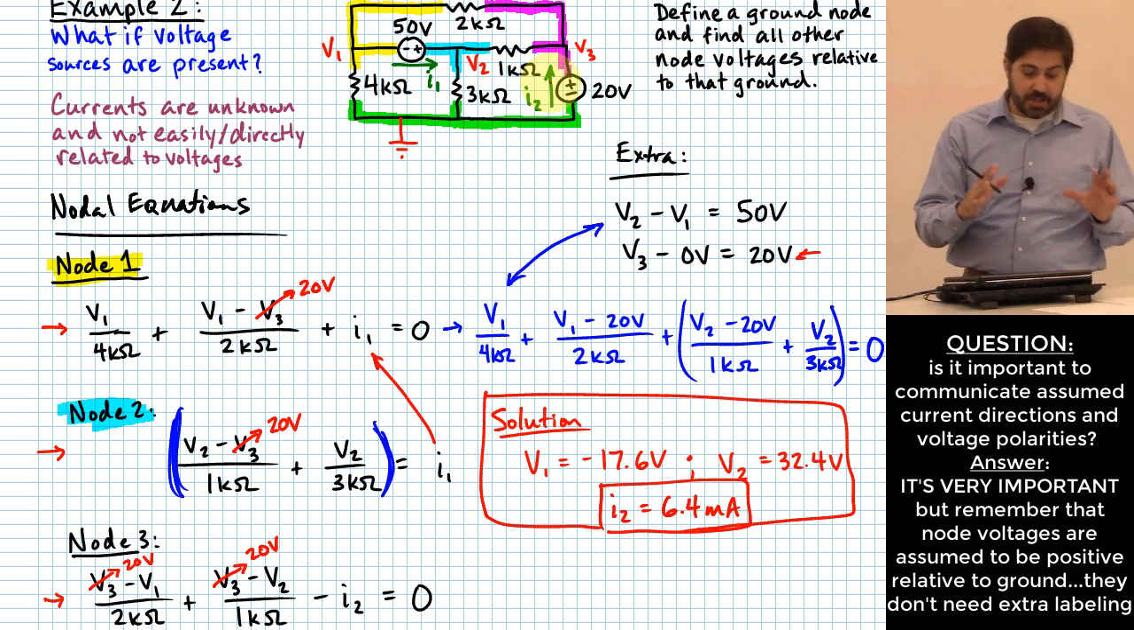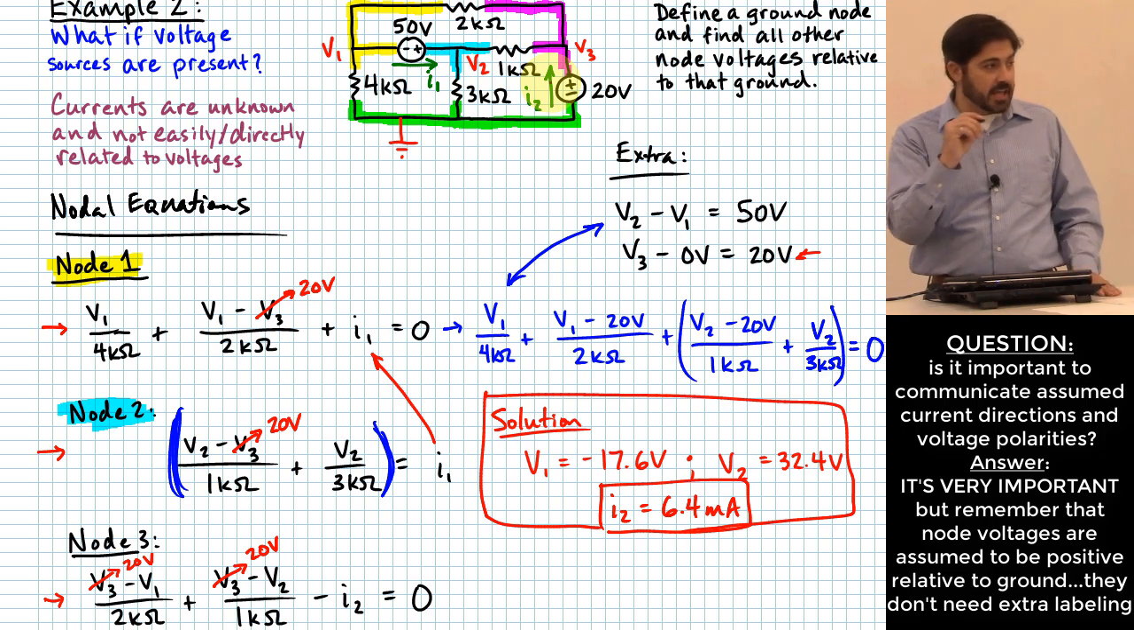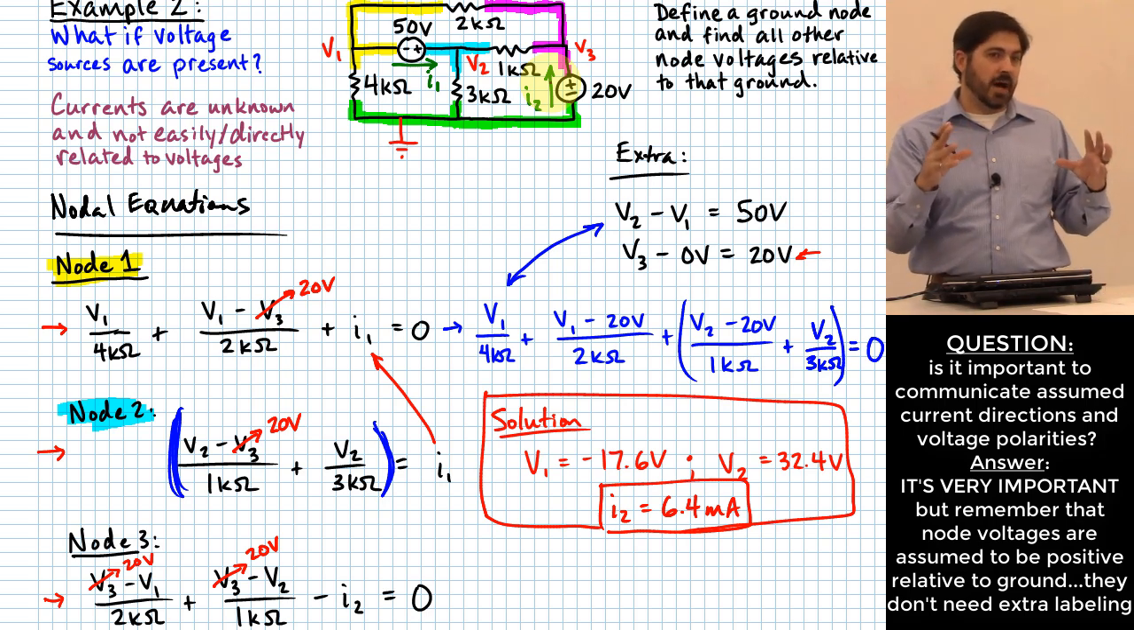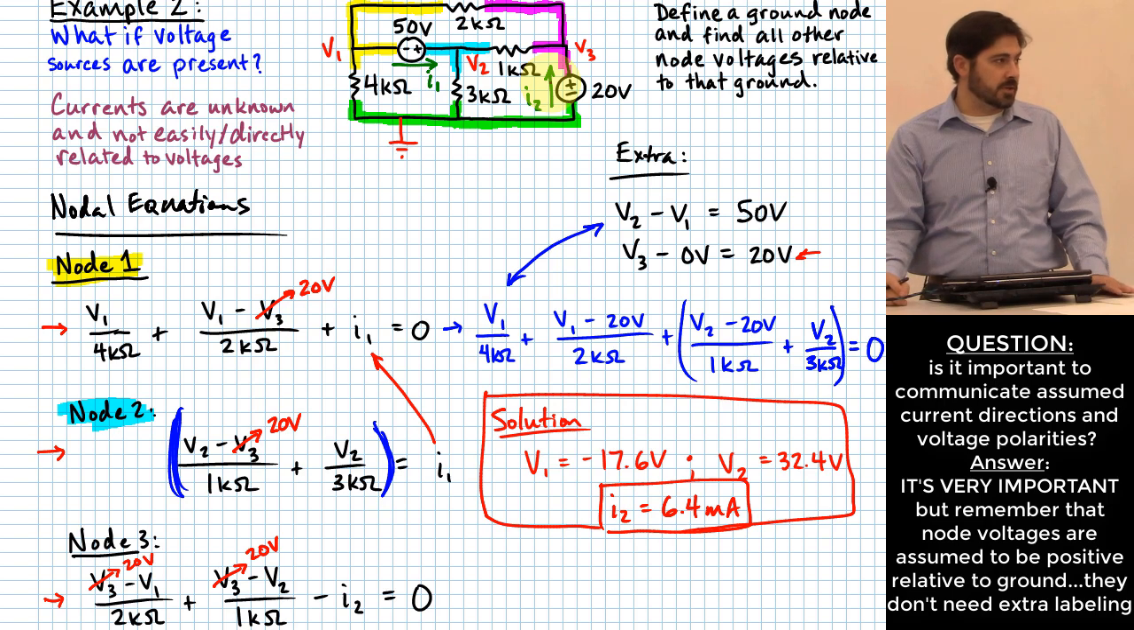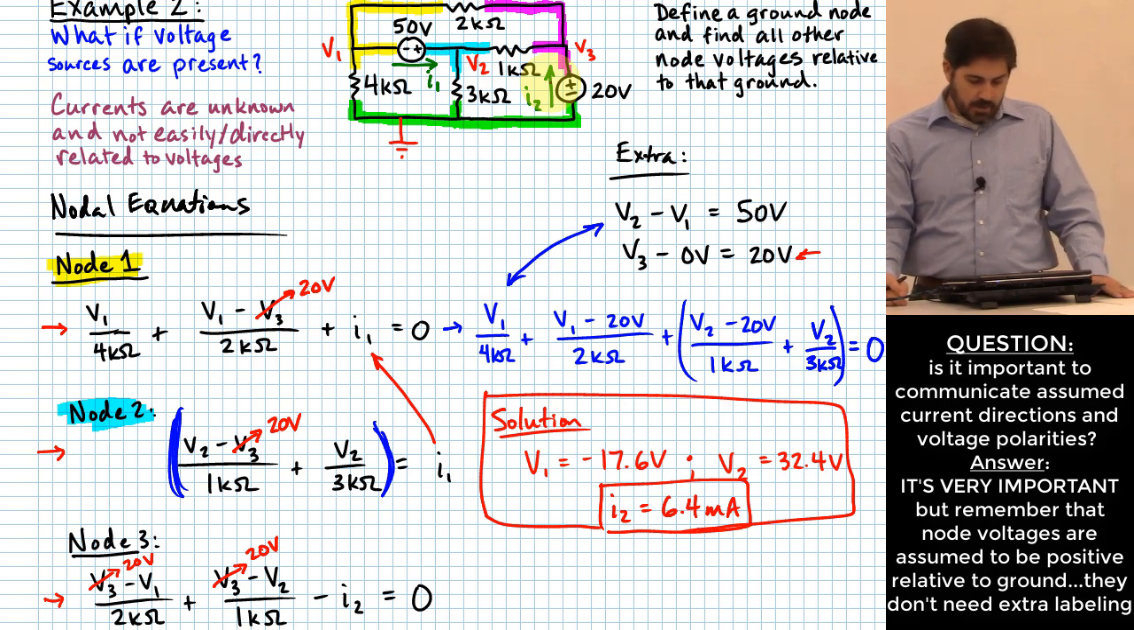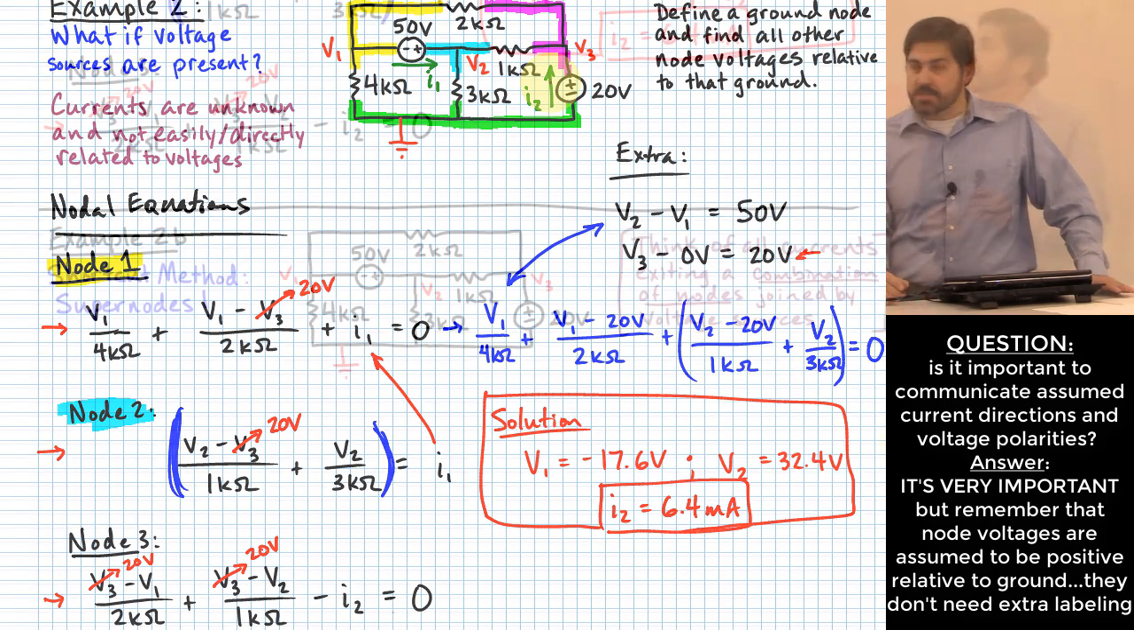And if you have a negative, that just means it's a lower voltage than the ground node. But still, it's a good idea to have a figure labeled with what you're assuming positive is for all your different parameters. Those are good questions. Other questions?